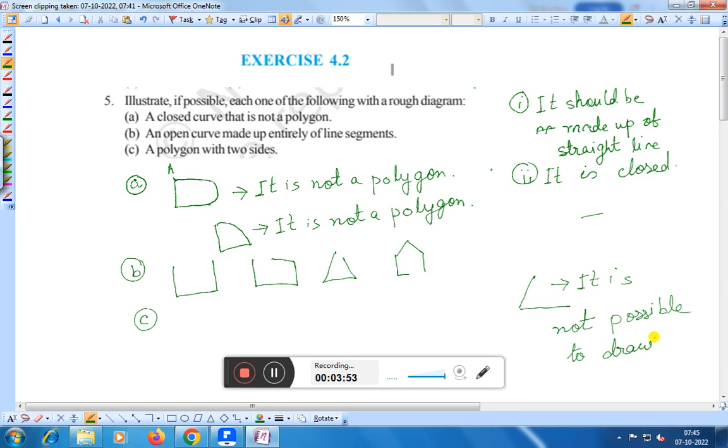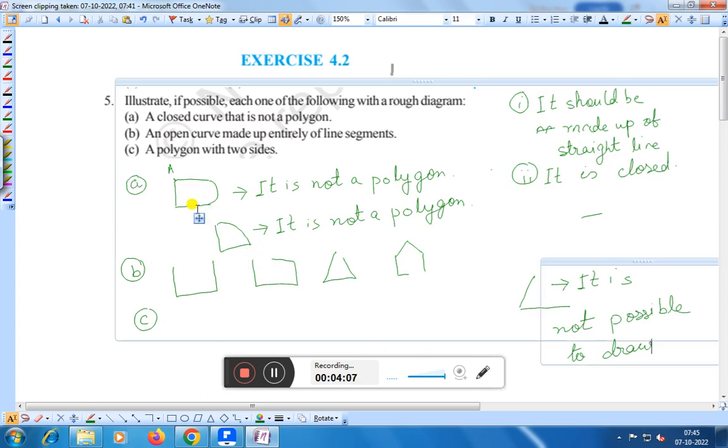Now you see, again a closed curve that is not a polygon. A polygon has two properties: it should be made up of straight lines and it should be closed. Here you have drawn two figures. This one has three straight lines and one curved line, therefore it is not a polygon. This has two straight lines and one curved line, therefore it is not a polygon.